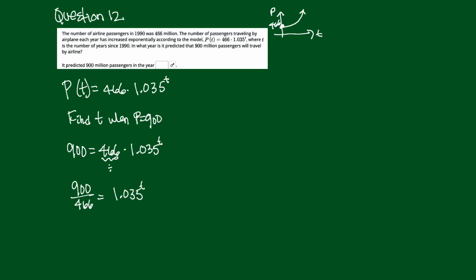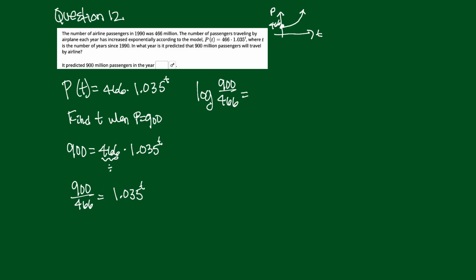Now, it's exponential. Let's convert it to a logarithm. For that base, I can use base 10 or base e. I think I'll just use base 10. So take the log base 10 of both sides. I'll get the log of 900 over 466 is equal to, now what do you get here? We know what this is. When you take the log of an exponential, the exponent comes down in front as a multiplier. That's why we do it, right? So it comes down as a multiplier.